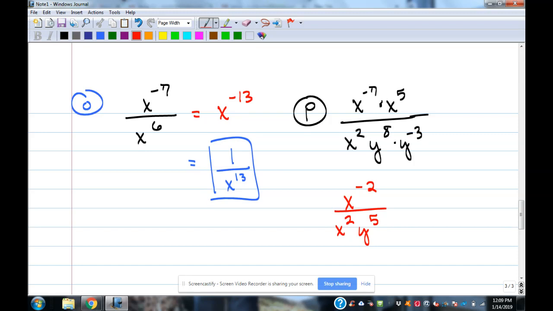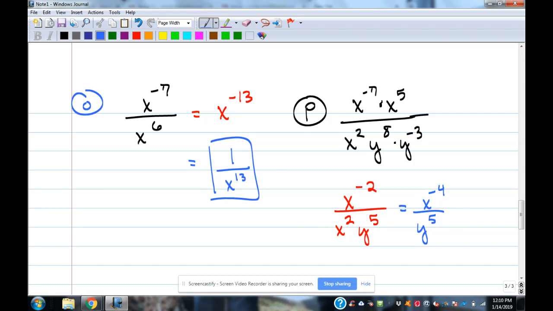So negative 2 minus 2 would be x to the negative 4. And remember, when you do that subtraction, it's always top minus bottom, and then the answer always goes where? Top. Okay? X to the negative 2 over x squared. Negative 2 minus 2 is x to the negative 4. Okay, so we have that answer in the top.